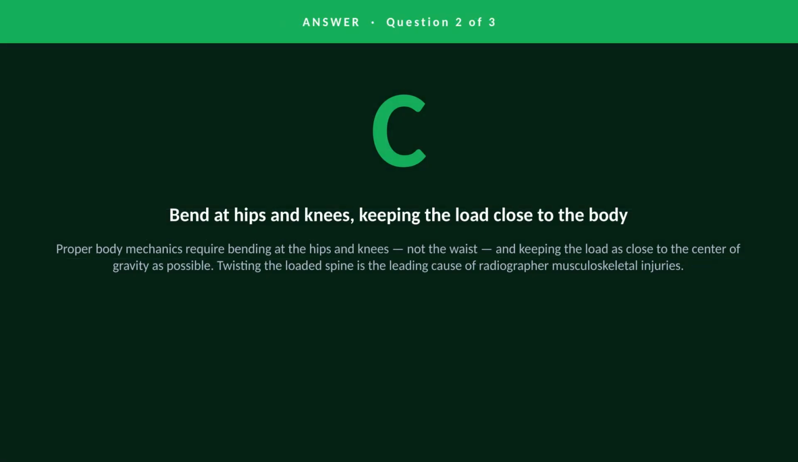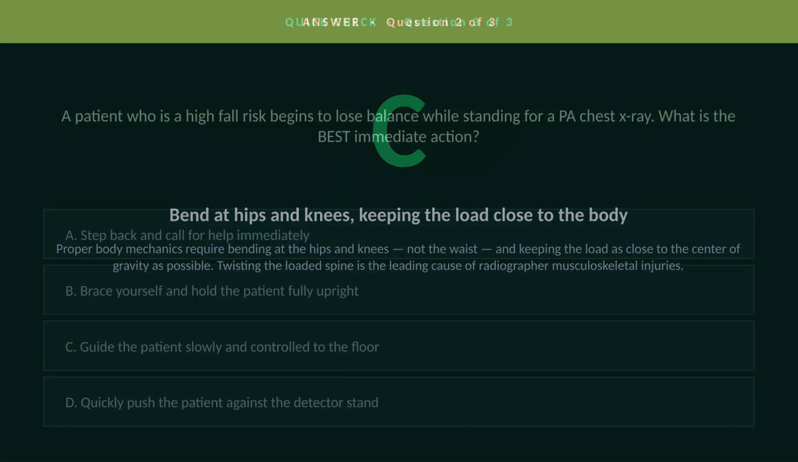The answer is B. Bend at the hips and knees, keeping the load close to the body. Bending at the waist, twisting the spine, or keeping the feet together multiply the force on your lumbar discs dramatically. These errors cause the majority of occupational back injuries in radiography.